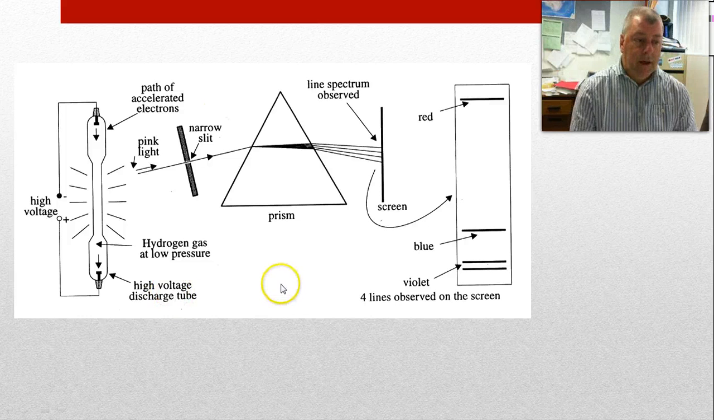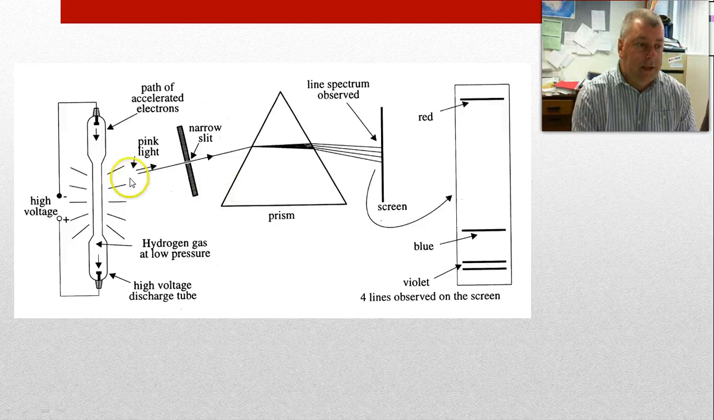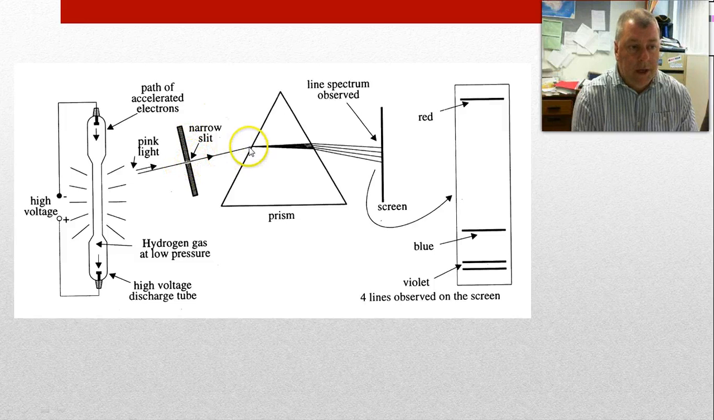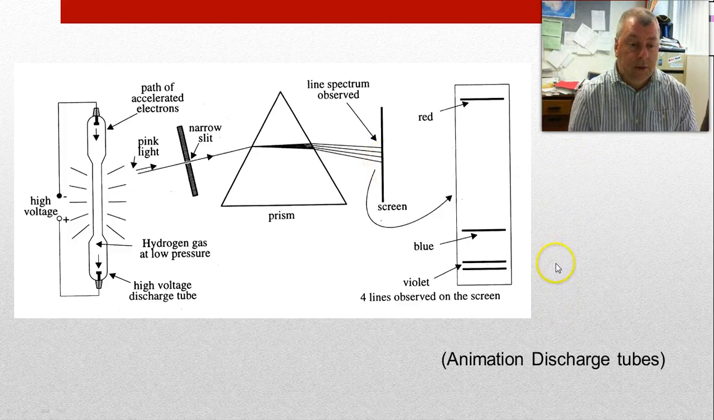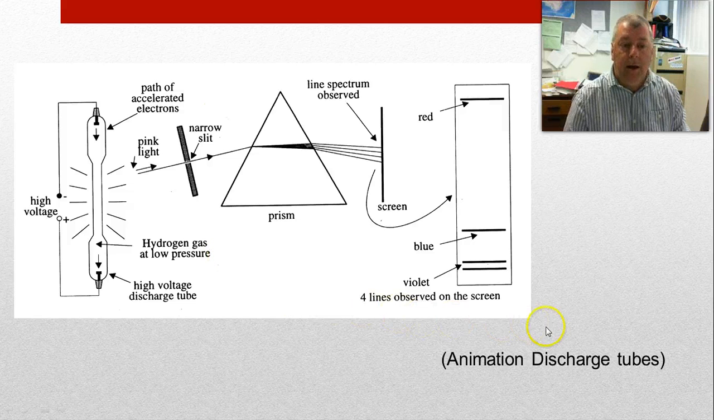And effectively, just to recap again, what they would have done, now this is using a gas discharge of hydrogen, but what they would have done is filled it up with helium instead, shone the light through a narrow slit so you get a beam, put it into a prism, and separate it, and they would have observed the line spectrum, and the line spectrum would have corresponded for helium. So let's look at an animation of a discharge tube.